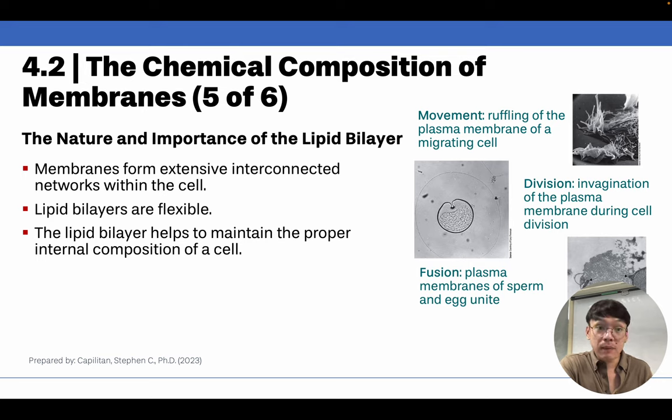What is the nature and importance of the lipid bilayer? First is the leading edge of the moving cell, containing the sites where the plasma membrane displays undulating ruffles. So you'll see movement here. Ruffling of the plasma membrane of a migrating cell. Next is cell division. Division of your cell is accompanied by the deformation of the plasma membrane as it is being pulled inward toward the center of the cell, forming a cleavage furrow or a cell plate. Okay? And unlike most dividing cells, the cleavage furrow of this dividing ctenophore egg you'll see in the photo begins at one pole and moves unidirectionally through the egg.